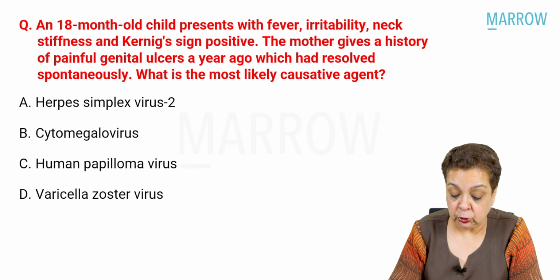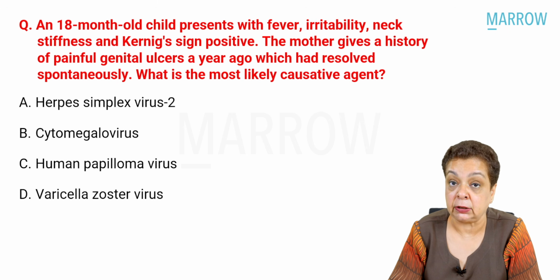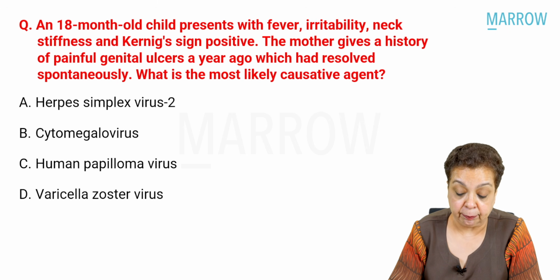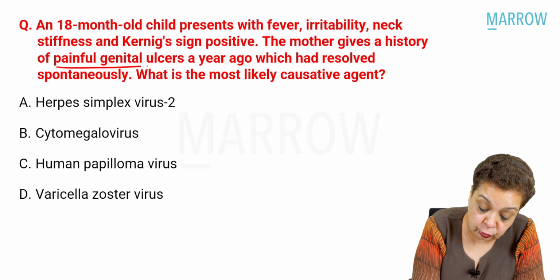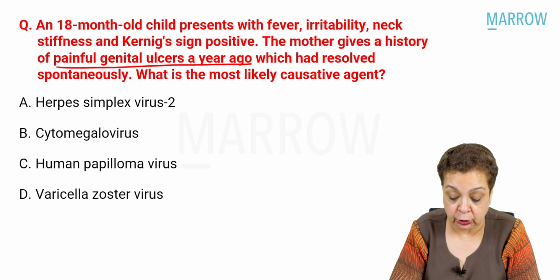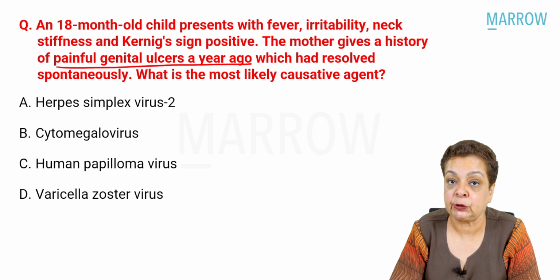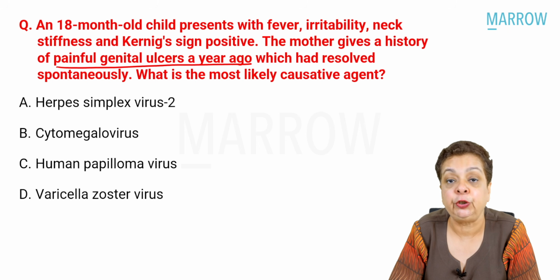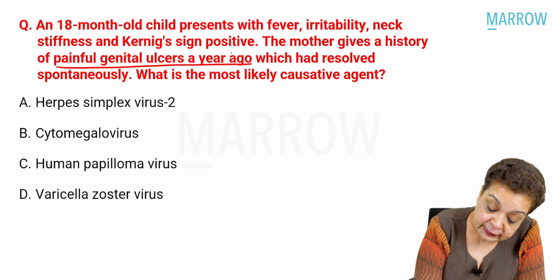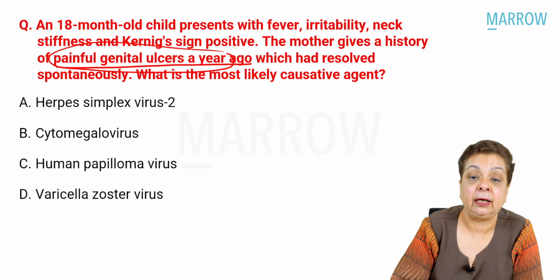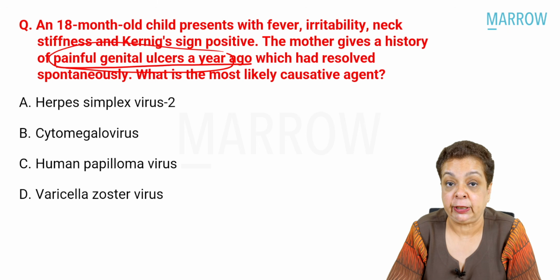An 18-month-old child presented with fever, irritability, neck stiffness, and Kernig sign is positive. The mother gives a history of painful genital ulcers a year ago, which had resolved spontaneously. What is the most likely causative agent? So we have here a 1.5-year-old child with symptoms of meningitis, and what is specifically mentioned is that the mother has a history of painful genital ulcers.